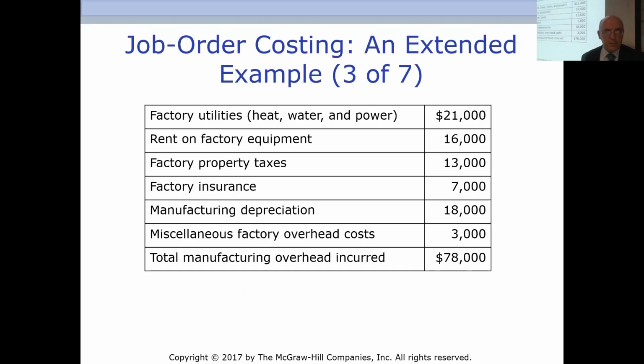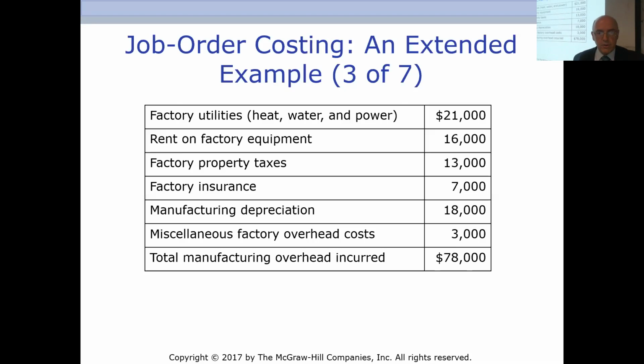So we have things like factory utilities, heat, power, and all that stuff, 21,000. What kind of cost would that be? Direct material, direct labor, or factory overhead? Overhead, yeah, that's factory overhead. How about rent on factory equipment? Factory overhead. Factory property taxes? Factory overhead. Factory insurance? Factory overhead. You see a pattern here, right? Manufacturing depreciation is factory overhead. Miscellaneous factory overhead costs are miscellaneous. That's as indirect as it gets.